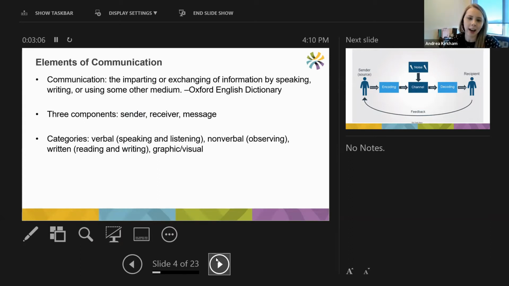Now, you can communicate in a variety of ways. We will go into that further in this discussion. Some of those ways are verbal, which is speaking or listening. Nonverbal, which may be observing someone else's behaviors, as well as behaving yourself, how you hold yourself. We'll go into that. Written, so reading and writing, as well as graphic and visual, which are some aids that you might choose to add, usually as a secondary communication source to a verbal or something written, just to help a person to clarify and understand something.